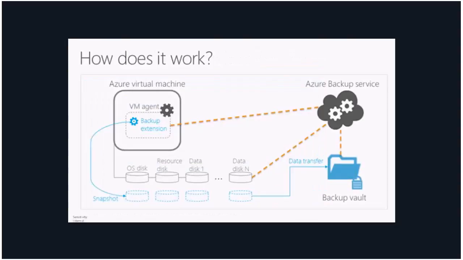So how does it work then? Well, in the example, in this diagram, this is of an Azure virtual machine, so an IaaS virtual machine running up in Azure. An agent is installed on that platform, and it's used to take snapshots of all the disks, not just the OS, any disks attached to that virtual machine, and those are then transferred into the backup vault. You can then use the backup vault to restore those as needed.